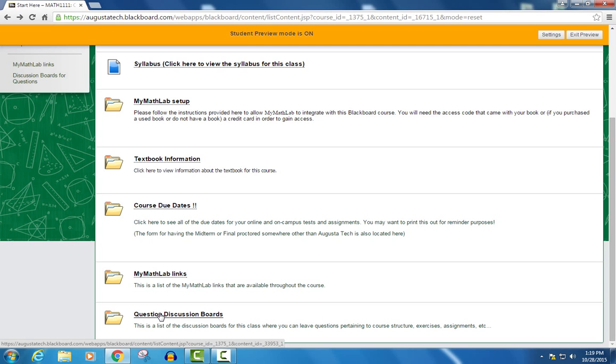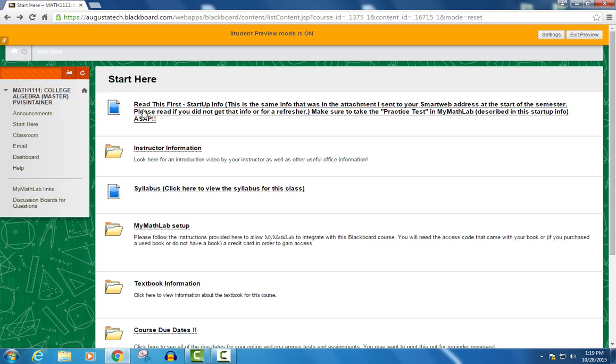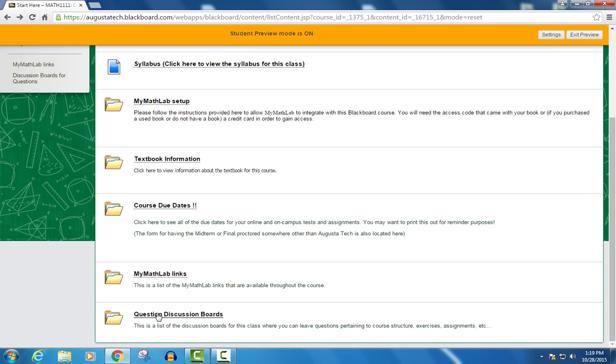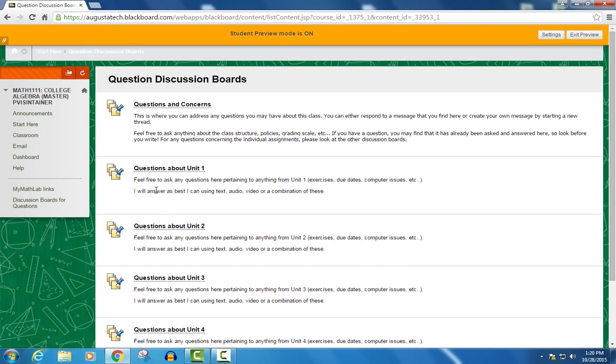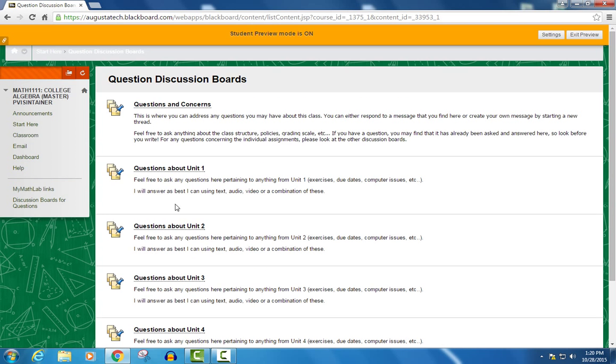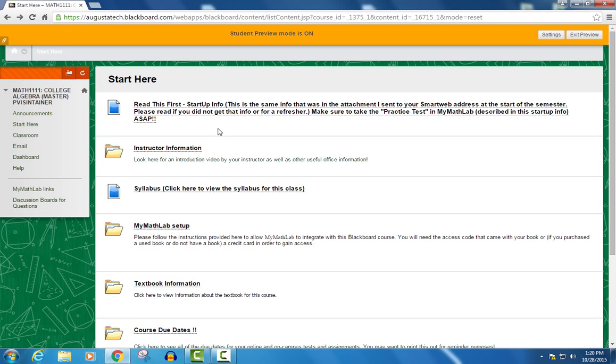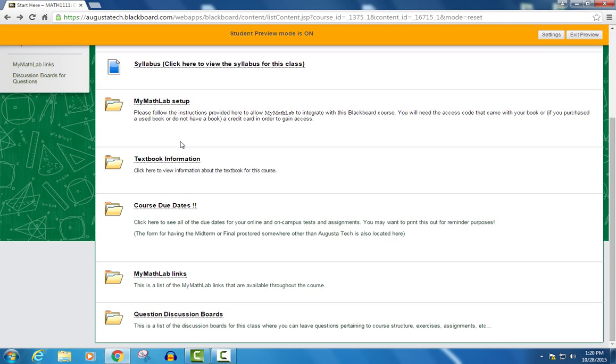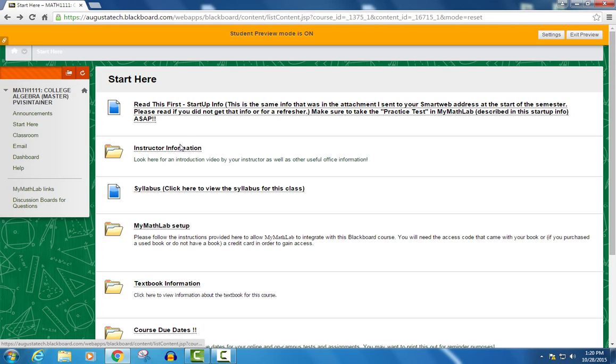And then the last folder here in the Start Here information is just a list of the discussion boards that deal with asking questions about each of the units. These are also found in each unit itself, but this is just a nice place where they're all together. So that is the Start Here menu item with a lot of beginning information for the class, something you'll spend a good bit of time looking at for the first week or so, and then after that, you may not come to this particular page very often.